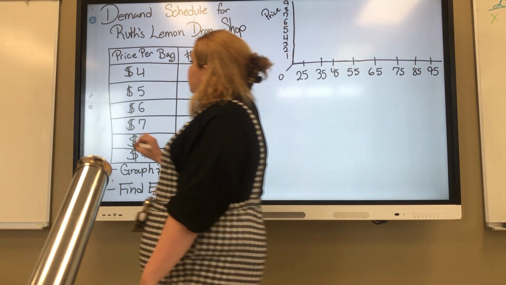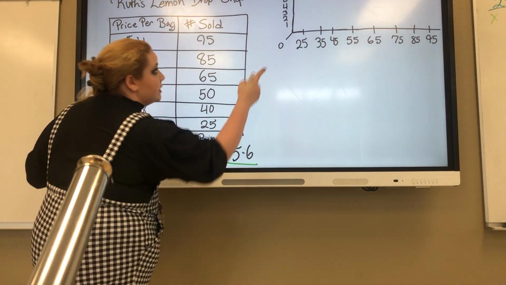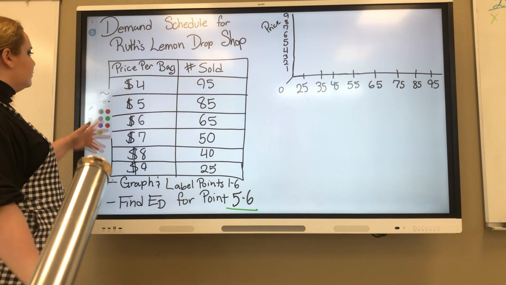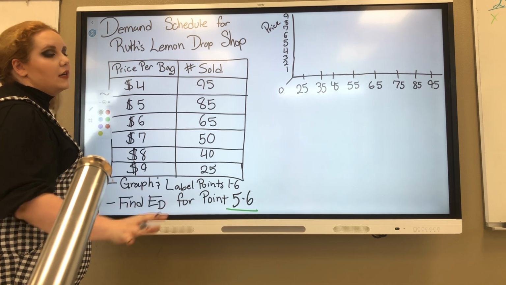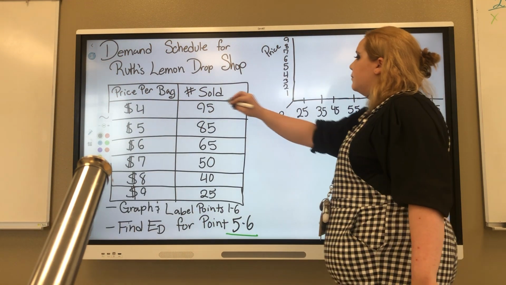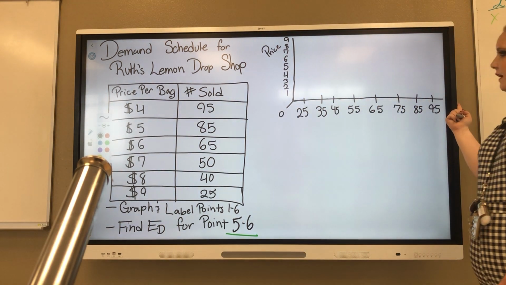Okay, so since we're finding ED for points 5 and 6, we need to know what those are. So we're going to take our black pen for now, and then we're going to number them with the other colors. So at $4, 95 of them are sold.